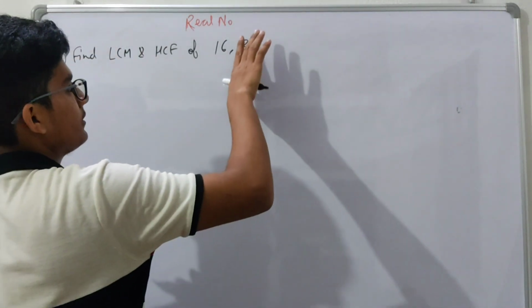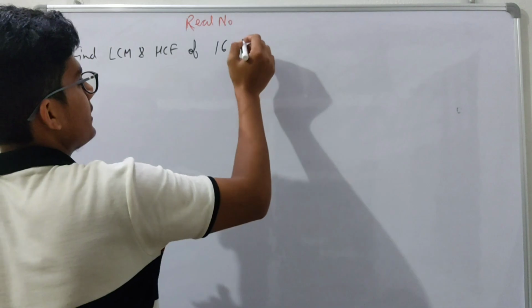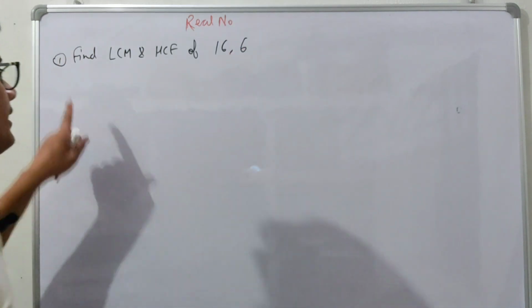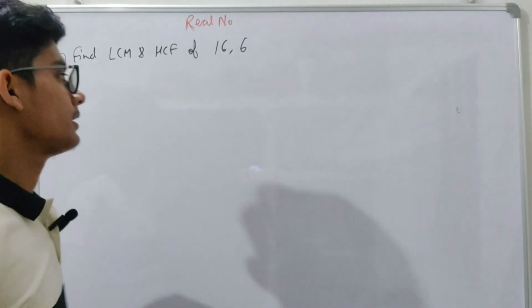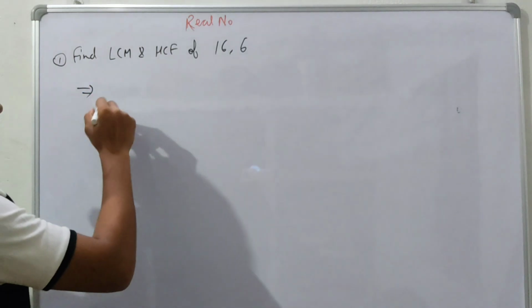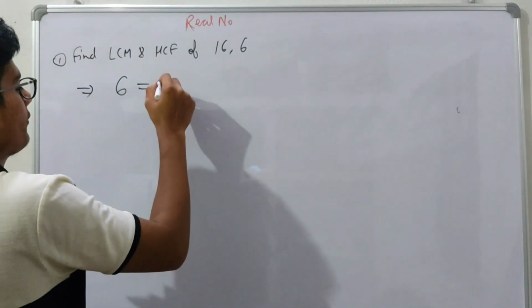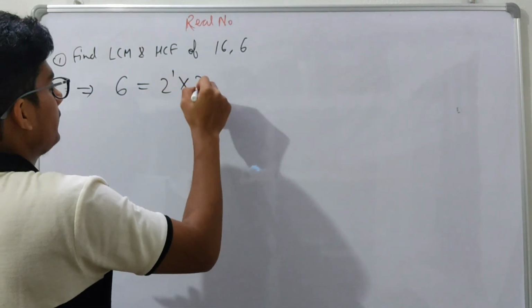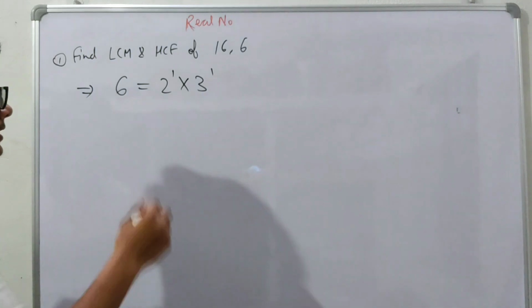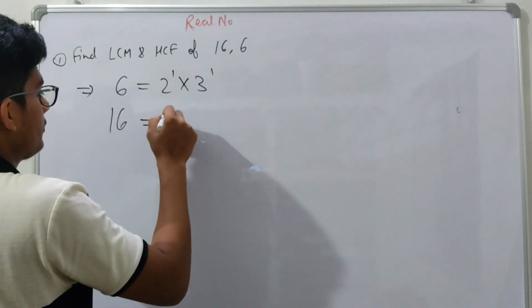Suppose we have to find the LCM and HCF of 16 and 6. First of all, do the prime factorization of 6. The prime factorization of 6 will be 2 to the power 1 into 3 to the power 1. And the prime factorization of 16 will be 2 to the power 4.